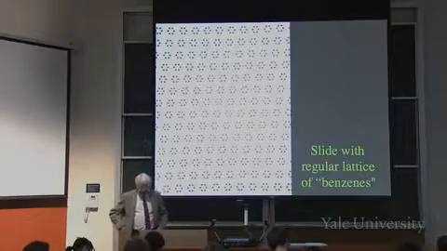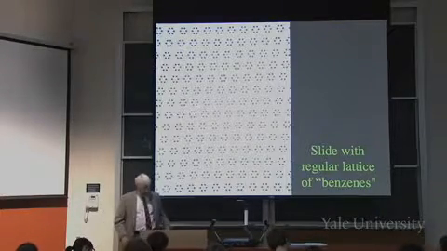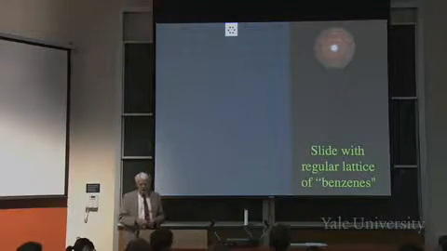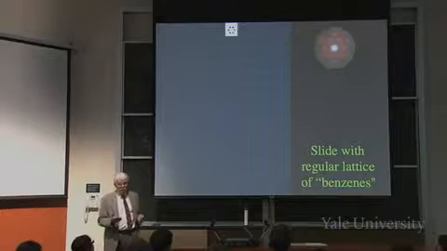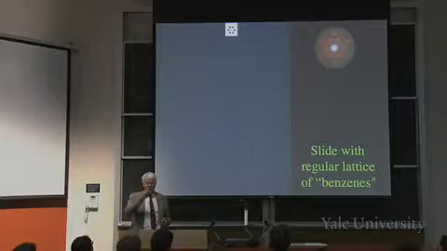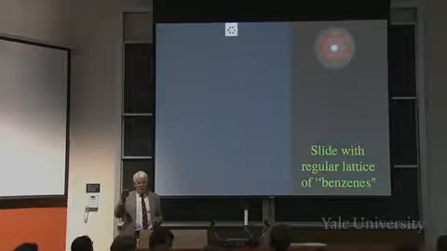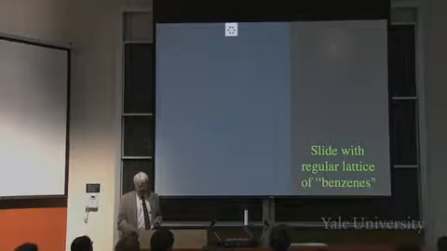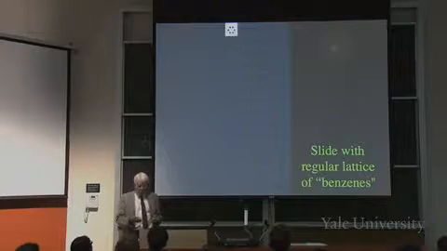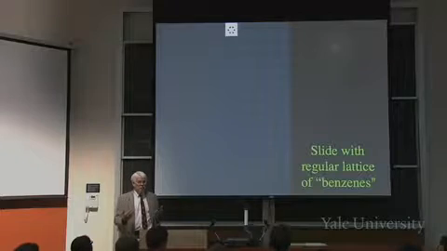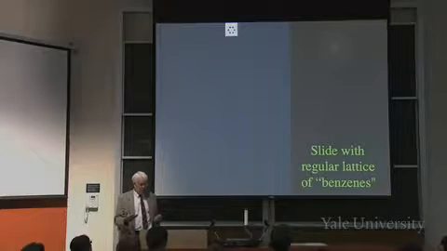Now, when you take a slide with a regular lattice of these benzenes, then remember, if you took just one, you get this snowflake pattern. If you take a whole row across the top, like that. Oh, pardon me, I meant to say that one will be very weak. You can hardly see it. What you need is a bunch of them to cooperate to see something that you can see.